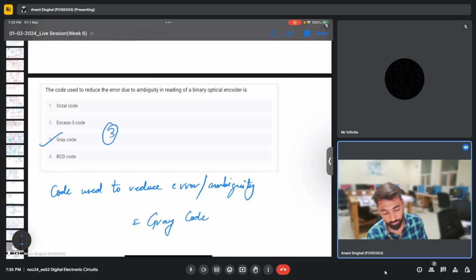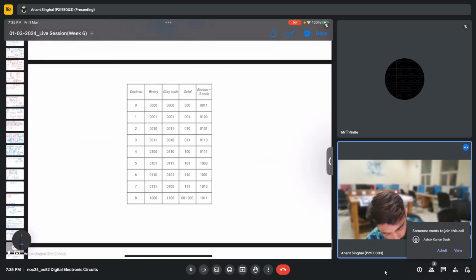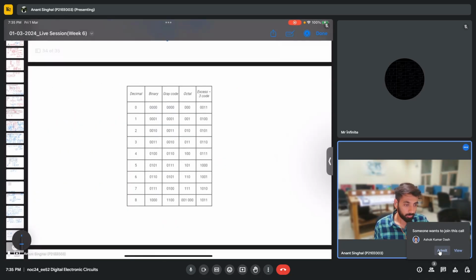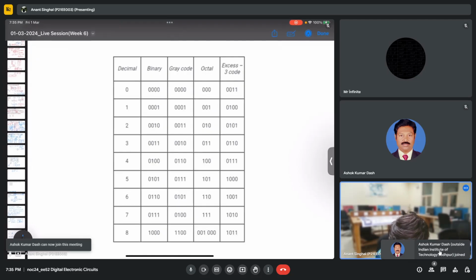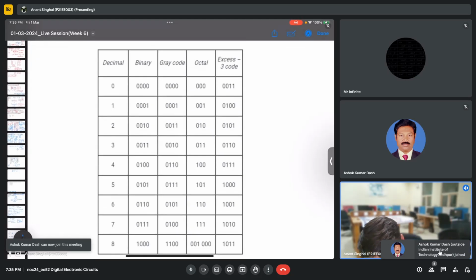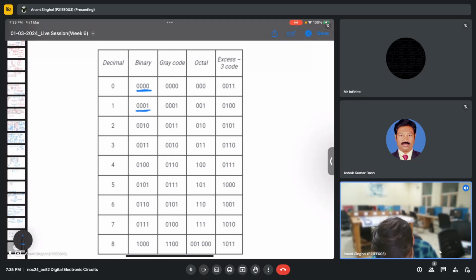I'll let you know why always gray code, because here you can clearly see why. In the binary code, this is a bit, so this is the 1. Here the bit changes, we have a 1 bit change. Now from 1 to 2, we have changed from 0 1 to 1 0. So here we have a 2 bit change.